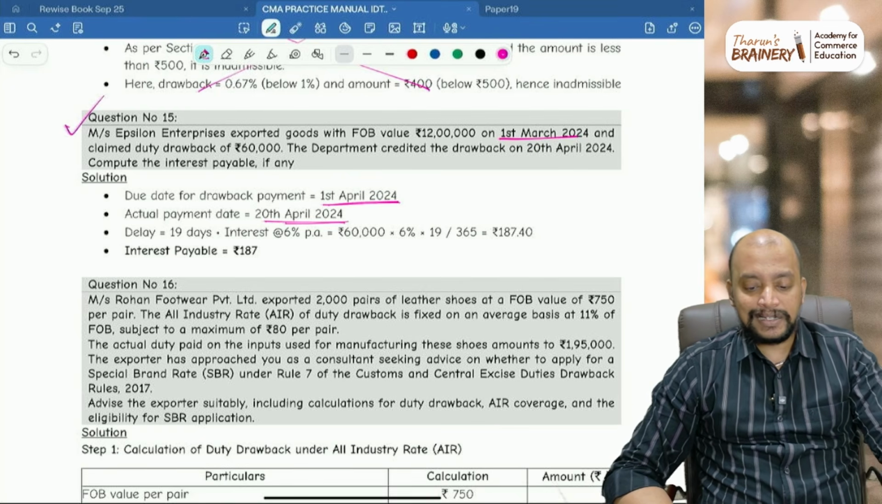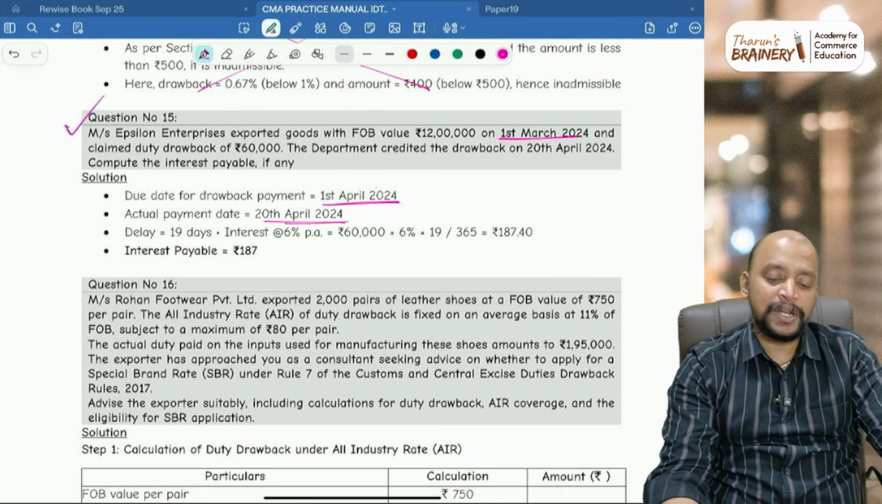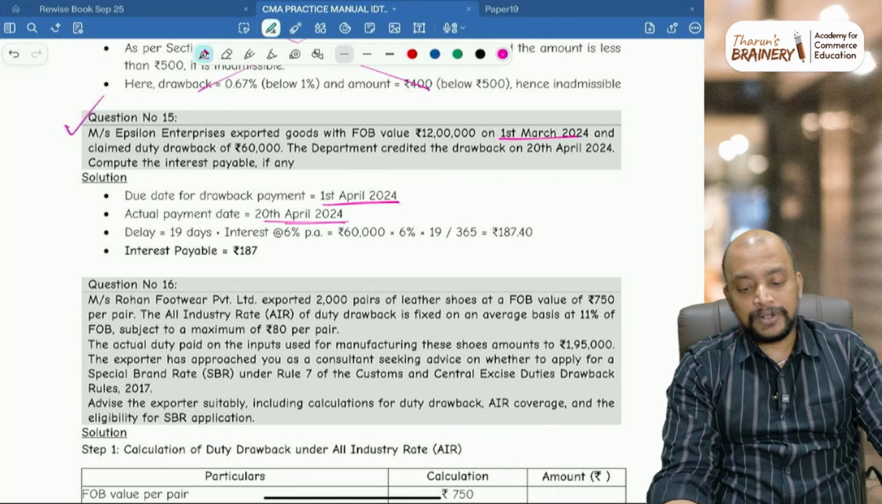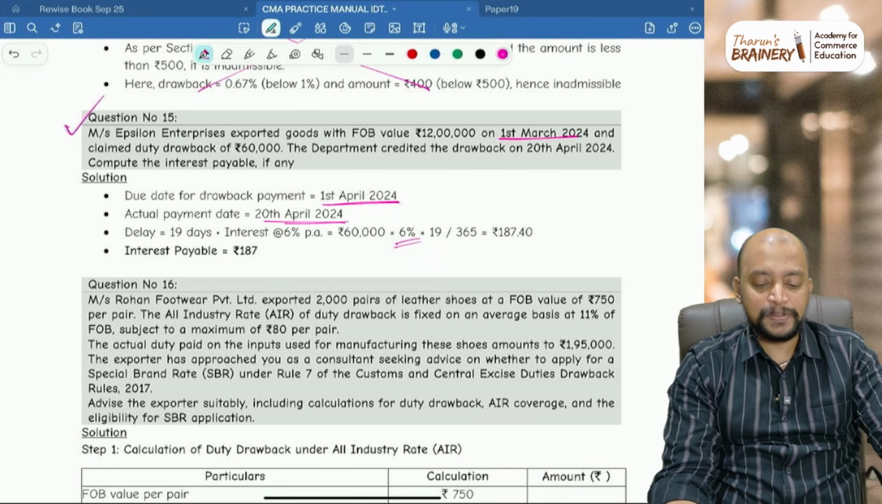So what is that interest? Interest will be 19 days. How 19 days? Don't count 1st April. You count up to 20th April. So 19 days, interest will be at the rate of 6% per annum.